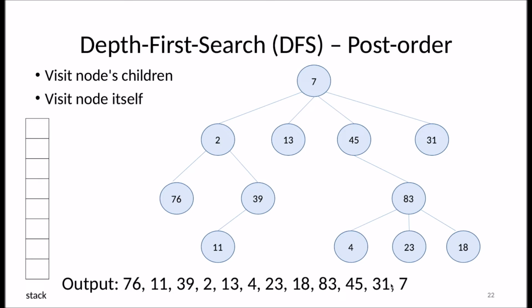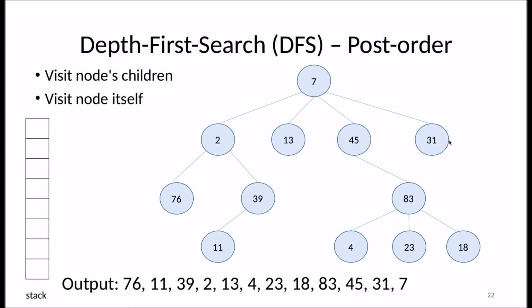If you match this output to the post-order depth-first search in the tree, it should match. So we started at 7, we went down all the way one path to 76. We backed up, went to the next path all the way down to 11. Then as we back up, we output the values 39, 2, 13, then go all the way down again to 4, 23, 18, and then as we back up, we have 83 and 45.